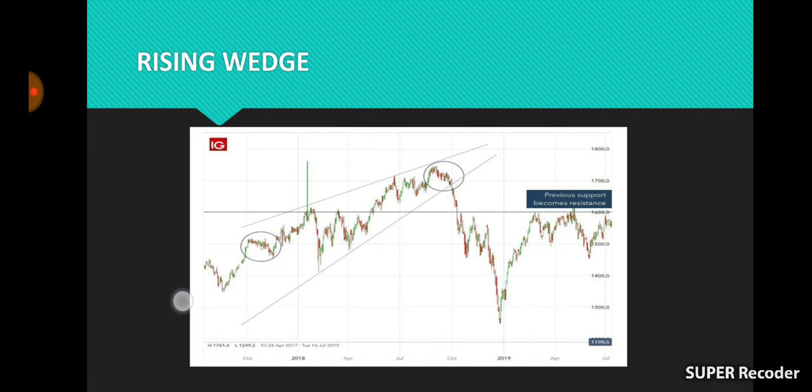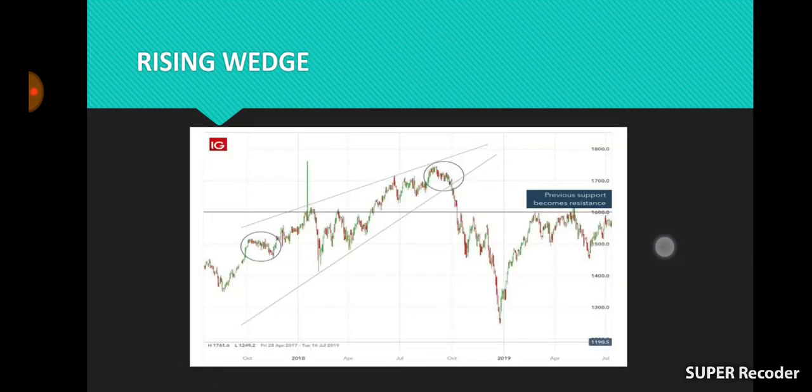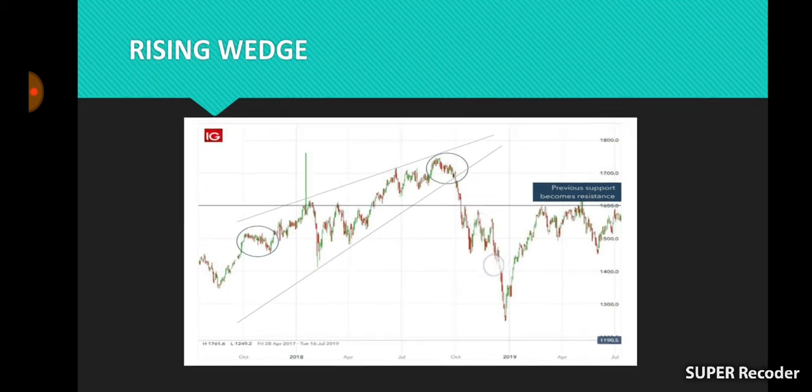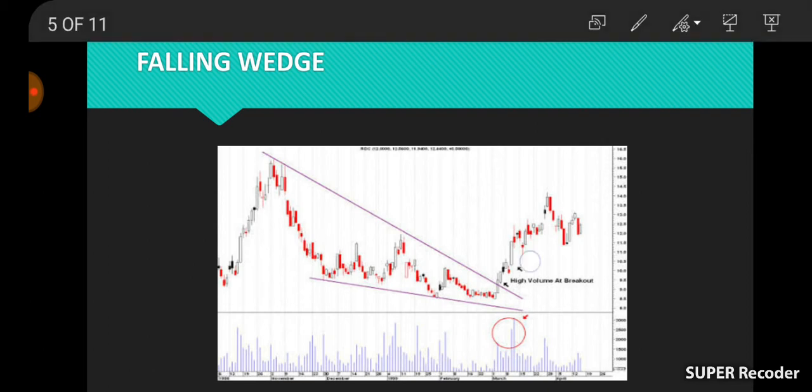An upward trend in prices is known as a rising wedge and a downward trend in prices is known as a falling wedge. When a rising wedge is found in a downtrend or in an uptrend, it is considered a bearish pattern. Here you can see after this rising wedge there is a bearish tendency, and when a falling wedge is found in an uptrend or in a downtrend, it is considered a bullish pattern. After this falling wedge, you can see a bullish tendency.